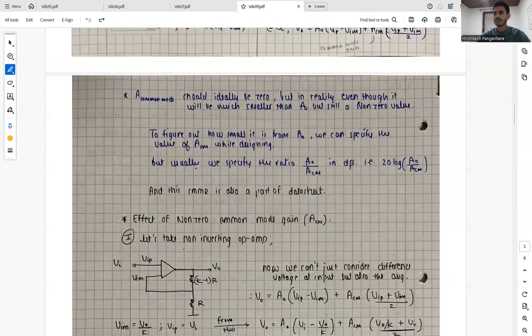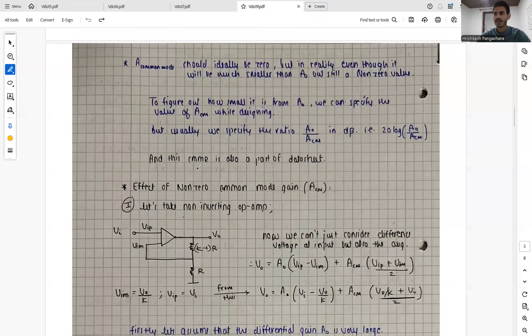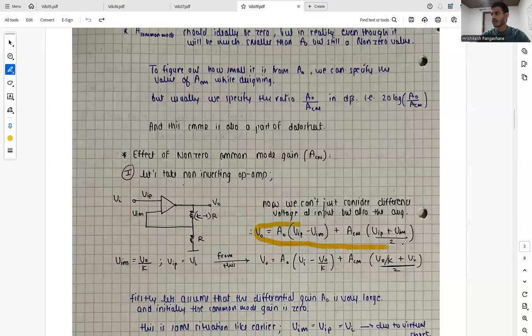So the effect of non-zero common mode gain, which is ACM, on our circuit is, first of all, let's take a non-inverting op-amp in negative feedback. Now we can't just consider the difference voltage of the inputs, but we also have to consider the average of these inputs, VIP and VIM. So our V naught will be like this, as we said earlier. But we also know that at our minus terminal we have V naught by K, and at our positive terminal we have Vi. So putting these values in this equation, we get this kind of equation.